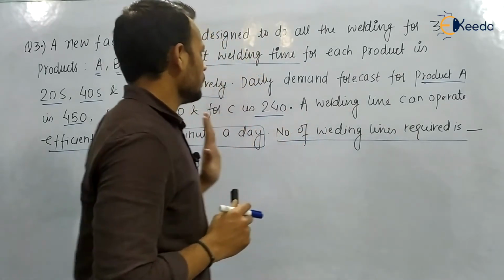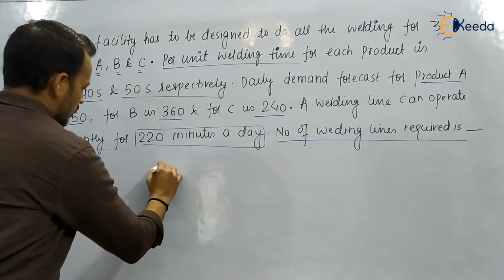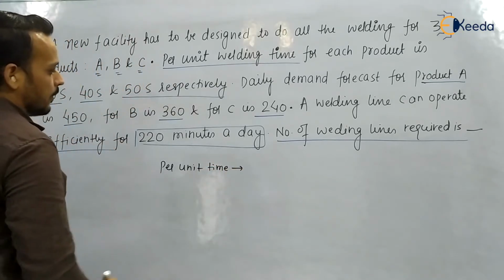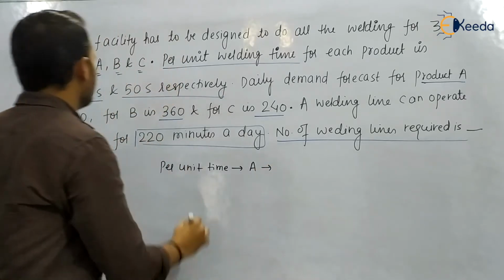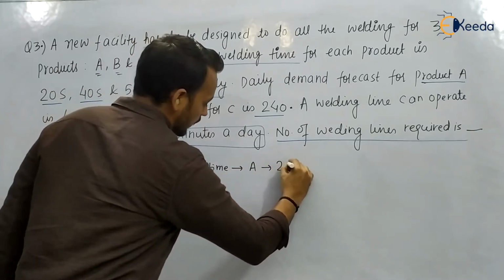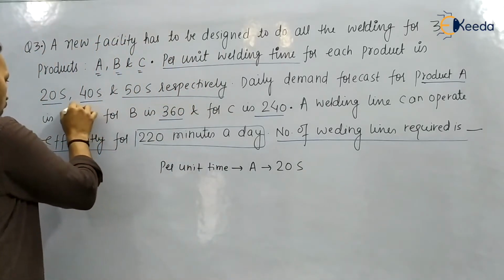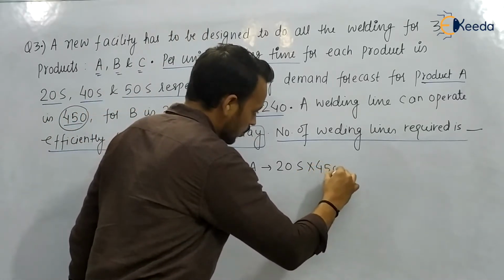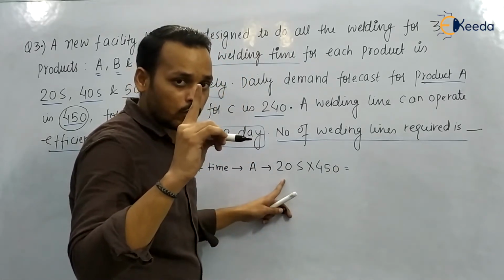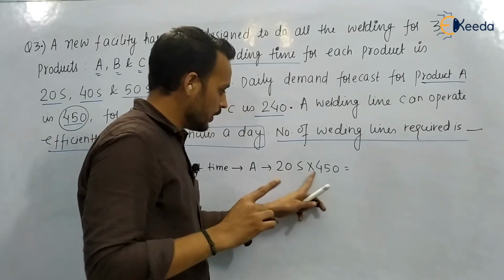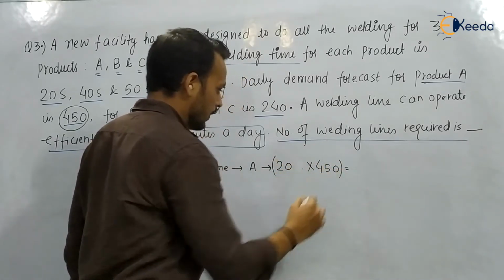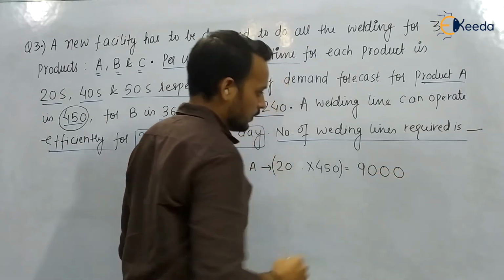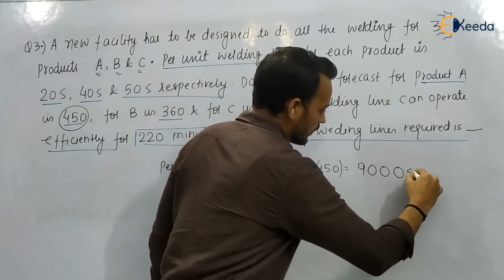The per unit time they have given. For product A, the per unit time is 20 seconds, and we have to make 450 products of A. So we will just multiply 20 seconds into 450, because this 20 seconds is for making a single product of A. So 20 seconds into 450, we will get 9,000 seconds.